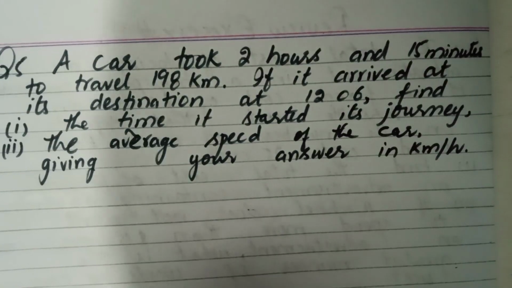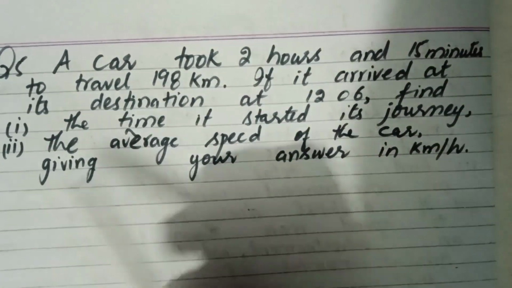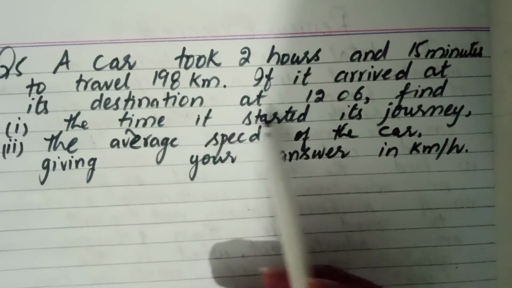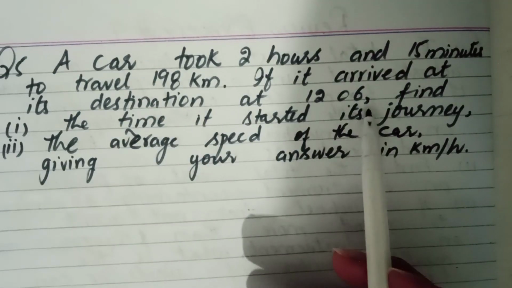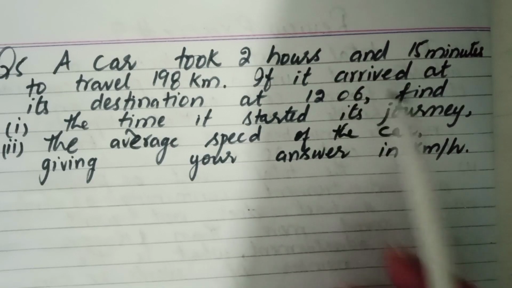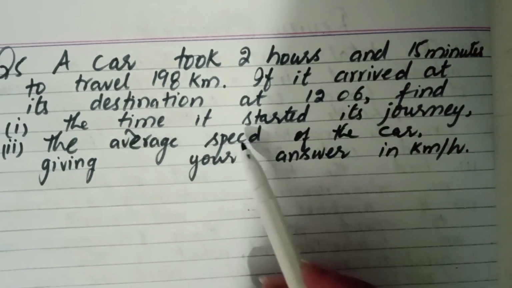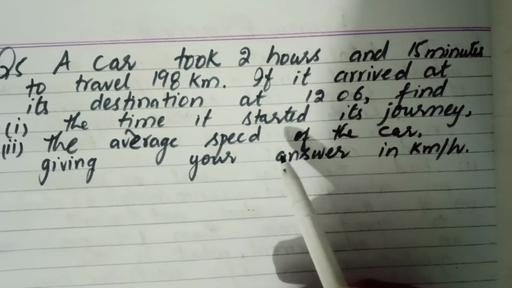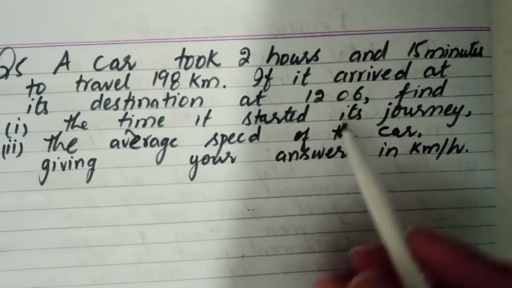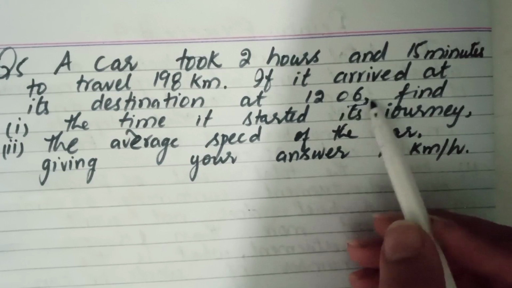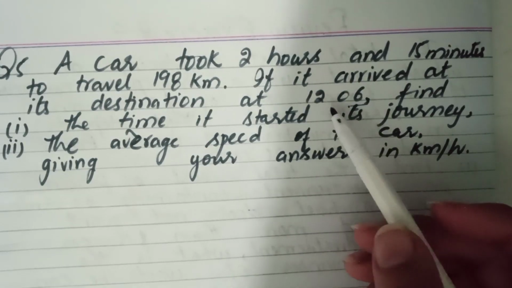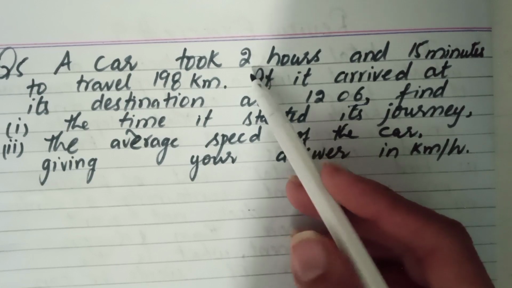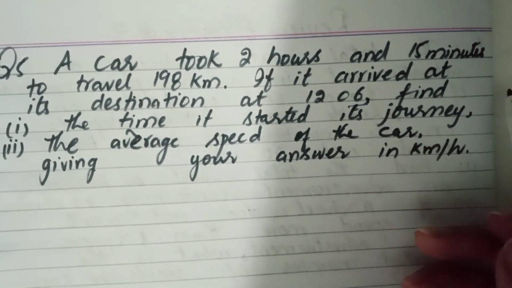Now students, question number 5. A car took 2 hours and 15 minutes to travel 198 kilometers. If it arrived at its destination at 12:06, find the time it started its journey. We have to find its departure time from its arrival time. We know the total time spent is 2 hours and 15 minutes.